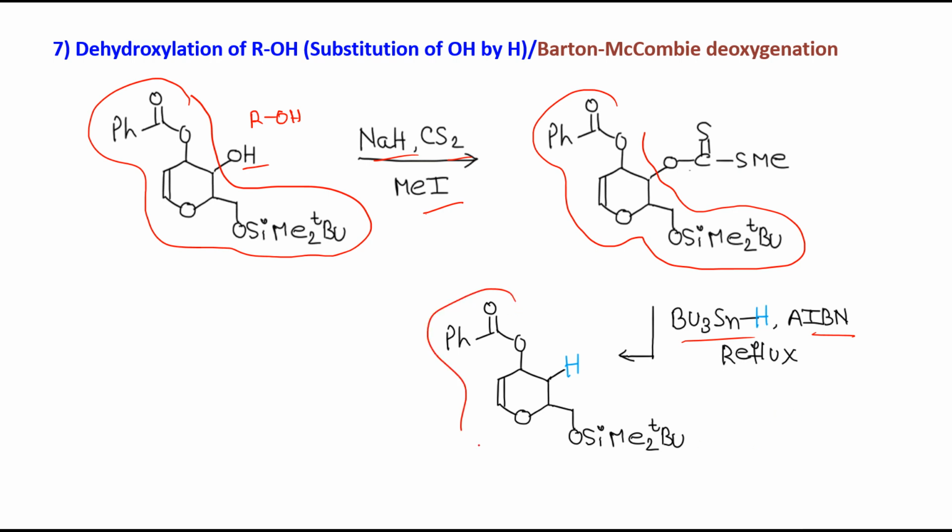So finally we are getting, just fix this part as R, so it will be RH. So here you can see the first step, we are basically making the thiocarbonyl derivative, and finally the free radical mechanism. So this is Barton-McCombie deoxygenation.